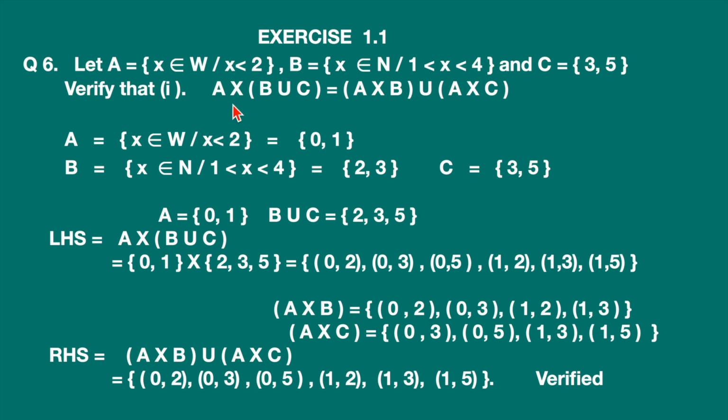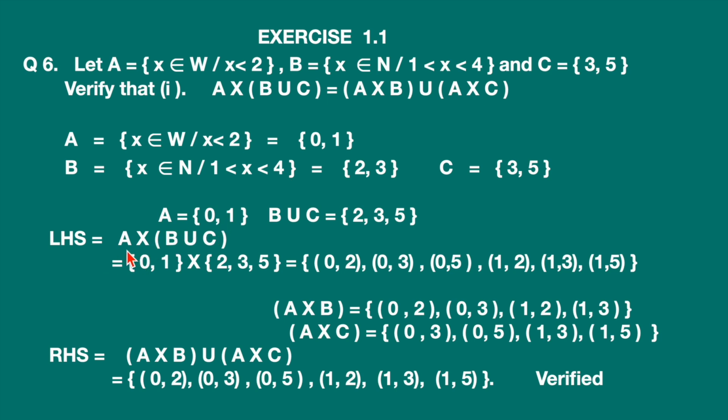Now let's take the LHS. We have to find out what is LHS. First let's write down what is B union C. B is {2, 3}. C is {3, 5}. Union means the set of all the elements of both B and C. We should not repeat any element. So write down 2, 3. Do not write 3 again. Write down 5. So B union C is {2, 3, 5}. A is {0, 1}.